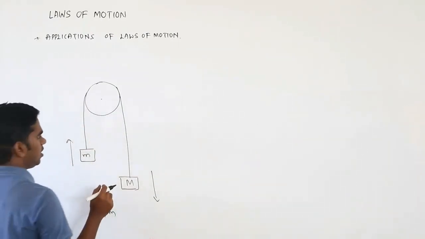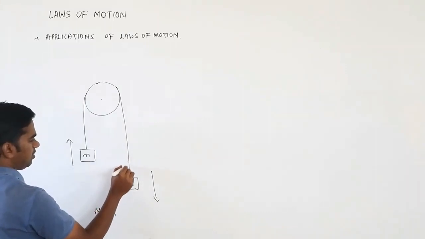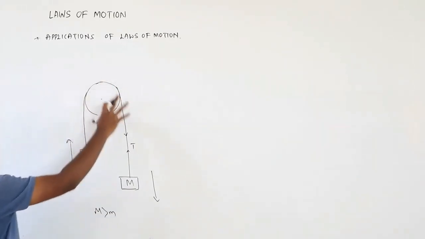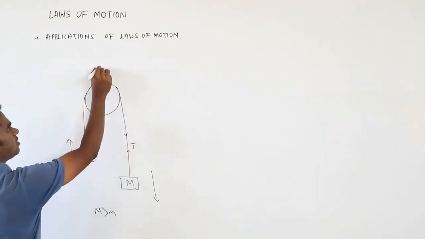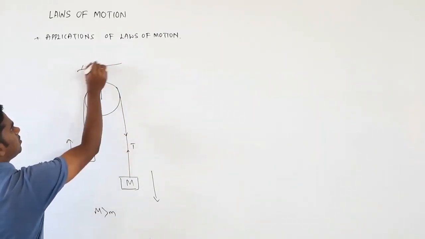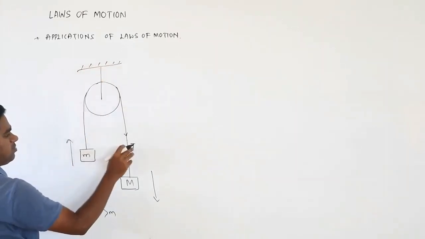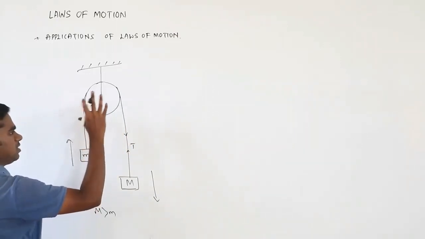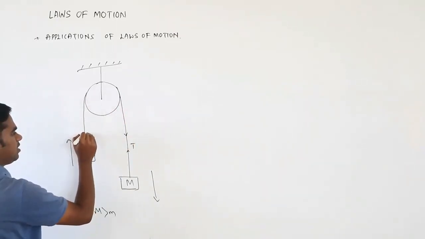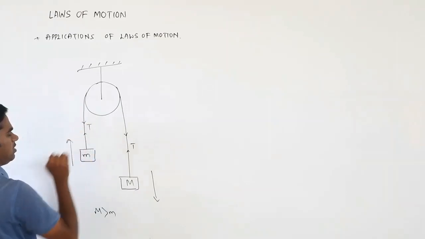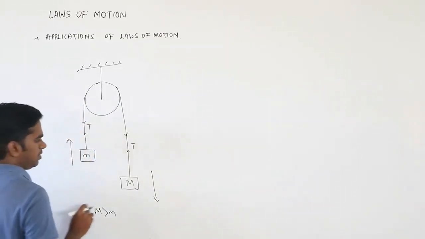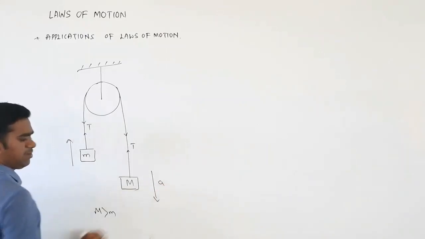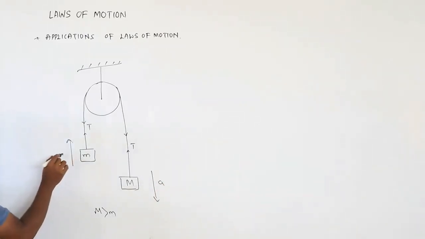If that is so, obviously tension will develop in the string. Direction of tension is this one. It is the same string, so the same tension will come here. If you use different strings or different bodies in between, that will be different. So this is the tension. Acceleration, it will move in this direction. Say acceleration is A. Then this is also going to be A only.